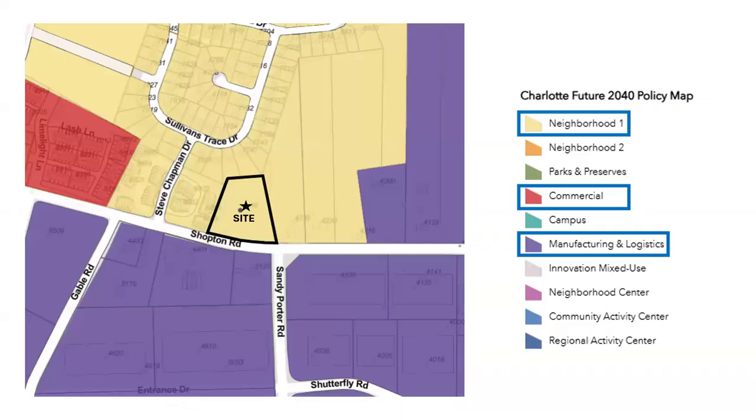Here's the Charlotte Future 2040 policy map. The policy map identifies our site as a neighborhood one place type, along with Sullivan's Trace. Then you can see to the east and south are manufacturing and logistics place types, heavier industrial uses, as well as commercial towards the corner at Steel Creek Road.